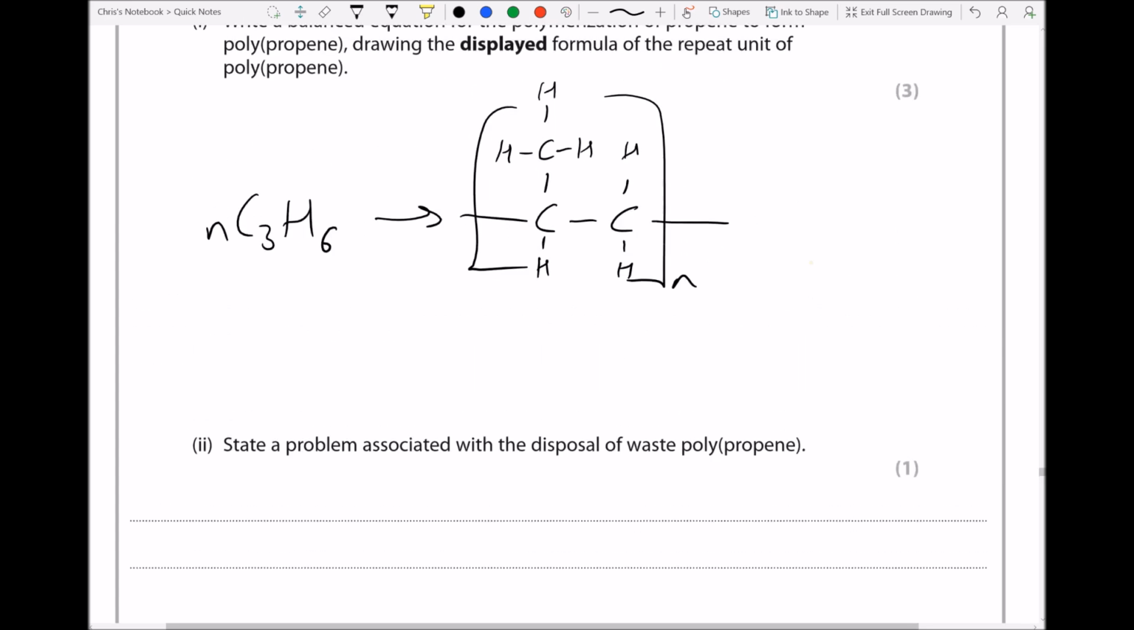State the problem associated with the disposal of waste polypropene. Addition polymers like this one are notorious for being non-biodegradable. So they don't degrade, and that's obviously going to cause a few problems. Biodegradable. Okay, so these are non-biodegradable.